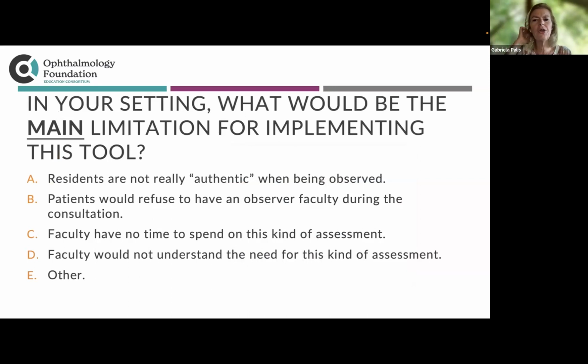So in your setting, what do you think would be the main limitation for implementing this tool? This is a list of possible problems that you may face if you try to implement this. Please select the one that you think is going to be the main one. That residents are not really authentic when being observed, that patients would refuse to have an observer faculty during the consultation, that faculty has no time to spend on this kind of assessment, or that they will not understand the need for this kind of assessment, or other.